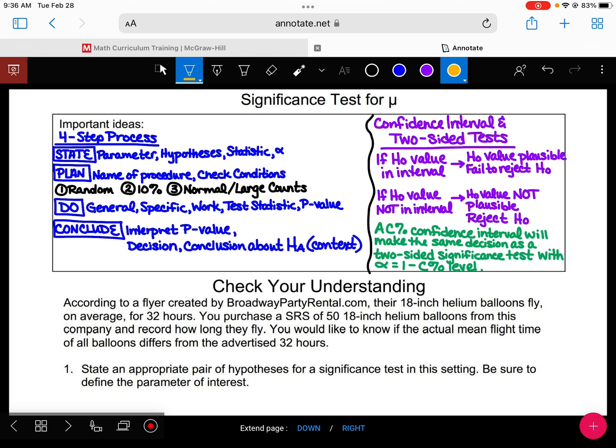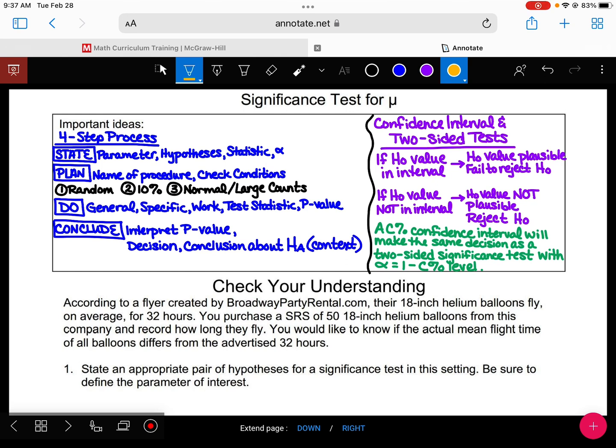But when we're doing significance testing, you have to define your parameter. It is not enough to just say parameter equals. You have to say what your parameter is. Is it a proportion p, or is it a mean mu? Is it a difference of proportions, p1 minus p2? Is it a difference of means, mu1 minus mu2? You have to state your hypotheses, state your statistic, and your alpha level.